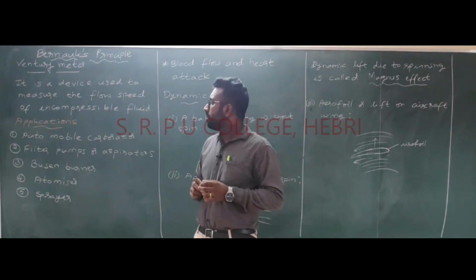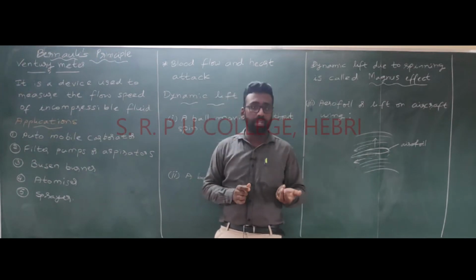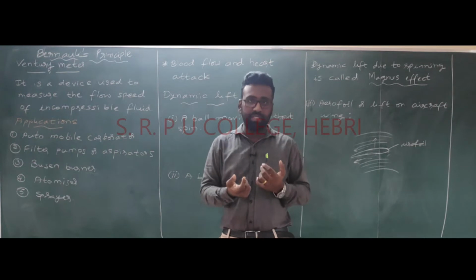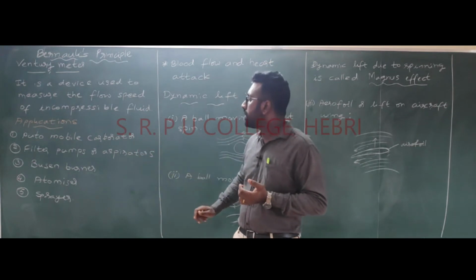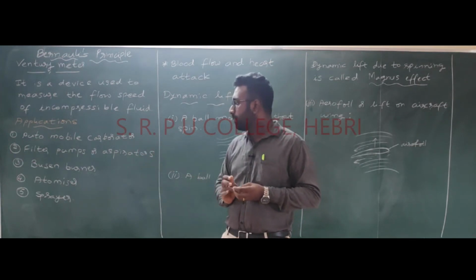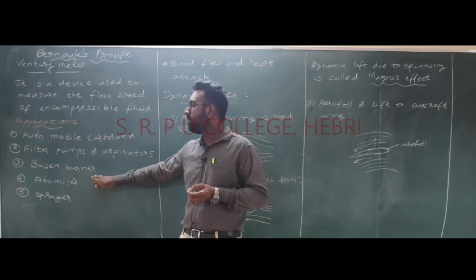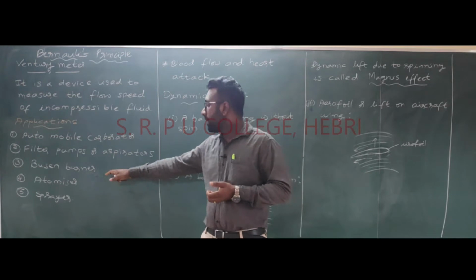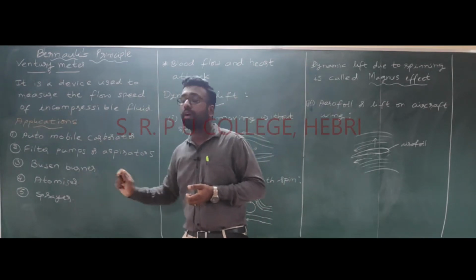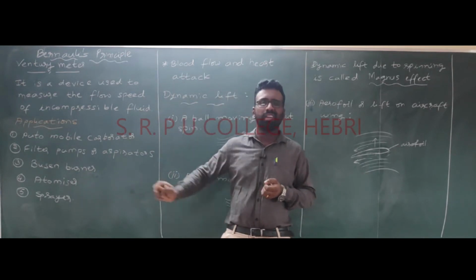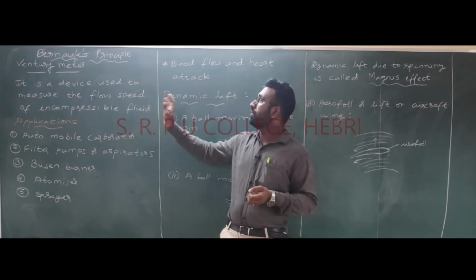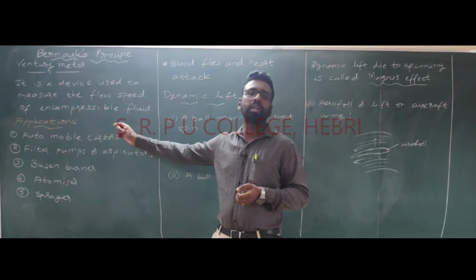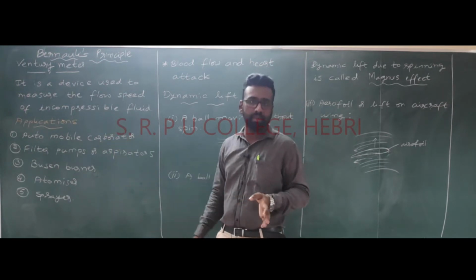The application is mainly used in automobile carburetors. You must know the carburetor, where petrol and air get mixed. It is also used in filter pumps or aspirators, and in the Bunsen burner, which is used in your chemistry lab. Then it is used in atomizers and sprayers. That's all about the venturimeter. You only need to know what it is and some of its applications. This may not be asked in your exam.